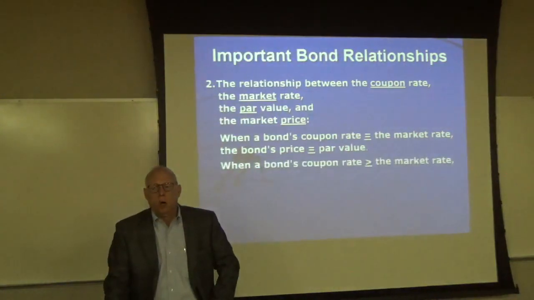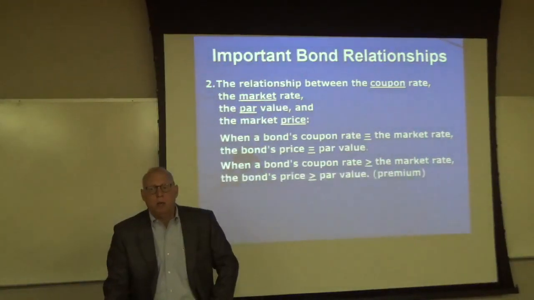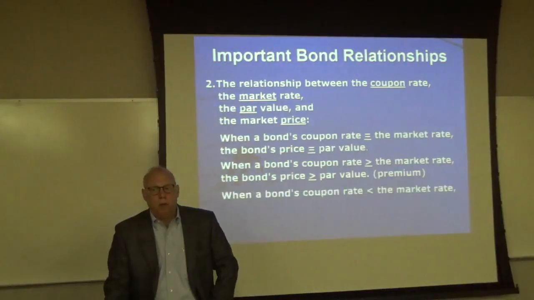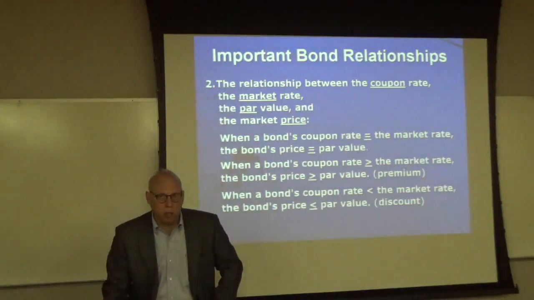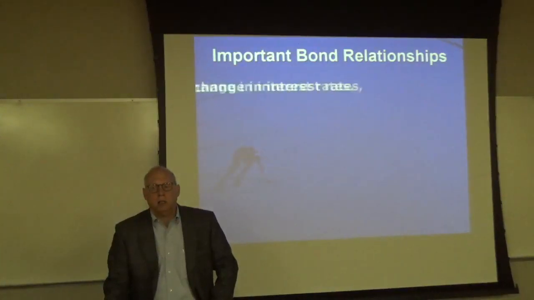We've already looked at this. When a bond's coupon rate is higher than the market rate because the market rate has fallen, the coupon rate hasn't risen, the market rate has fallen, then the bond's price will be higher than the par value. The bond's trading at a premium. When a bond's coupon rate is less than the market rate, not because the coupon rate fell, but because the market rate rose, present value falls, the bond's price will be less than par value. The bond will trade at a discount. So you need to know these things. You're going to see these questions on an exam.